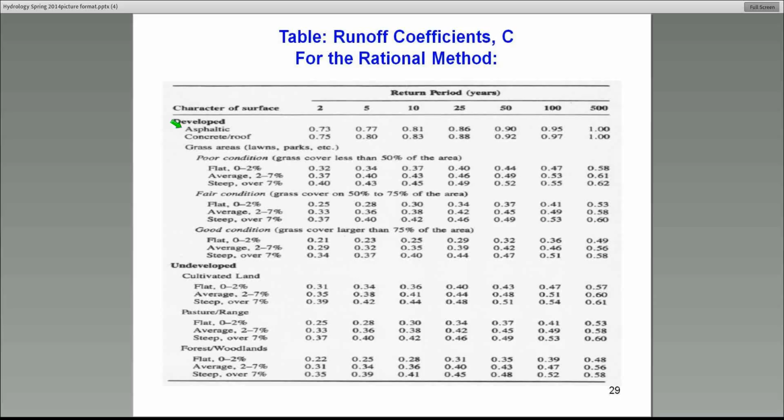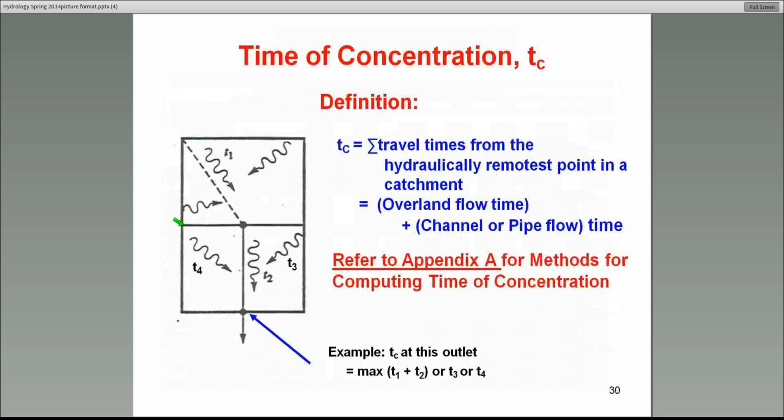A lot of these are shown for different types of land uses, so please consult one of these tables. I'll show you through an example how to handle this runoff coefficient C for different areas when you combine them. The next thing is the time of concentration. Typically, the definition of Tc is the total travel time from the hydrologically remotest point in a catchment to the outlet.